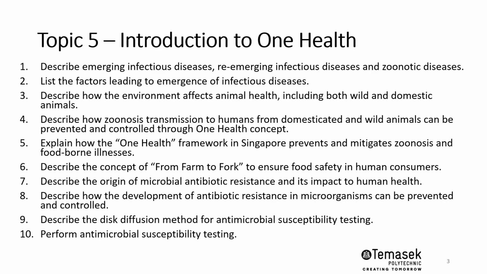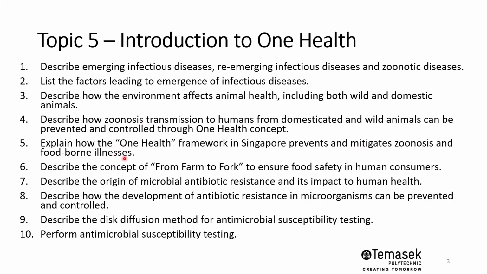So in this topic, we're going to look into the One Health concept. Basically, we want to describe emerging diseases, specifically emerging infectious diseases, as well as re-emerging infectious diseases and zoonotic diseases. We want to list the factors leading to the emergence of all these infectious diseases. We're also going to look into how an environment affects animal health, including both wild and domesticated animals, as well as describing how zoonosis transmission to humans can occur from domestic and wild animals, and how they can be prevented and controlled through the One Health concept.